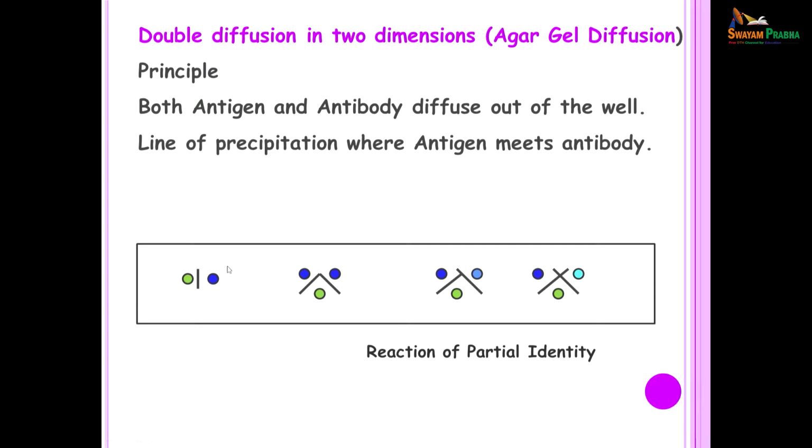If you find that the lines meet, but do not cross each other or do not form an arc like they had formed over here, but one has extended a little beyond the other, then we call it a reaction of partial identity. In the fourth instance, if their lines have crossed each other, then we call it a reaction of non-identity. That means the antigens are completely different.